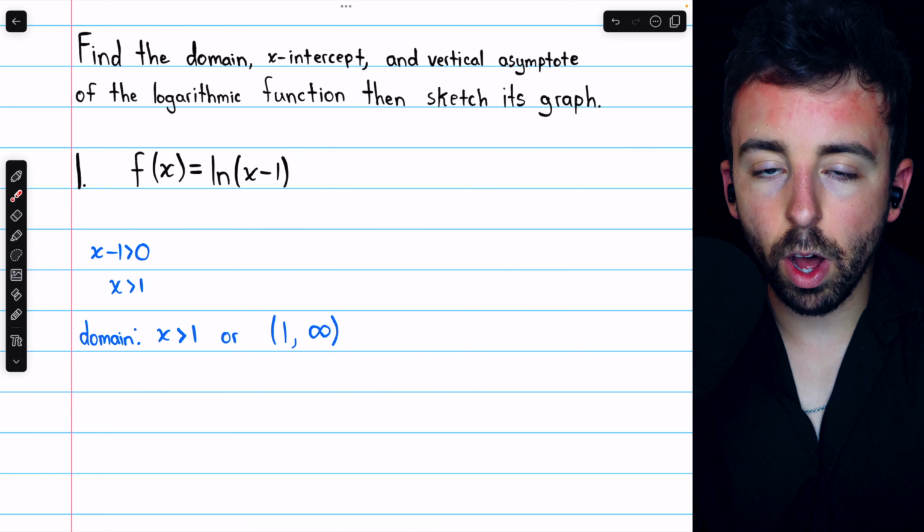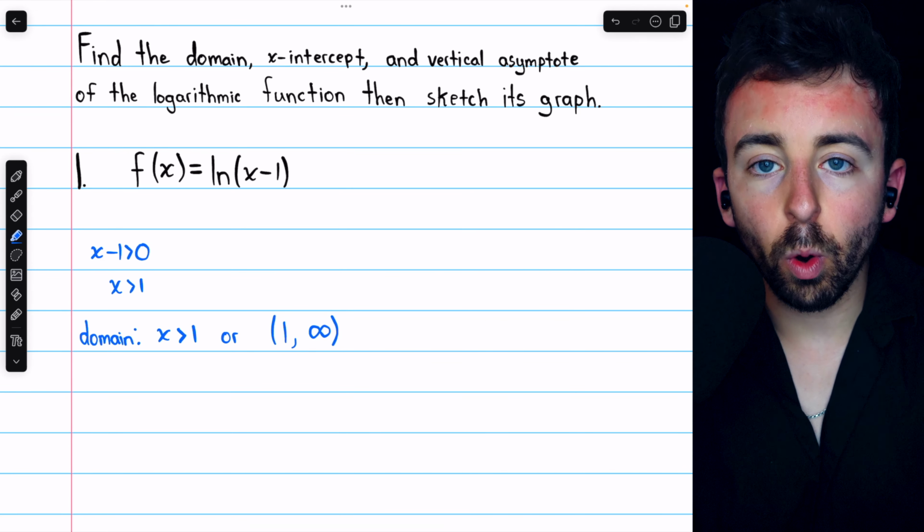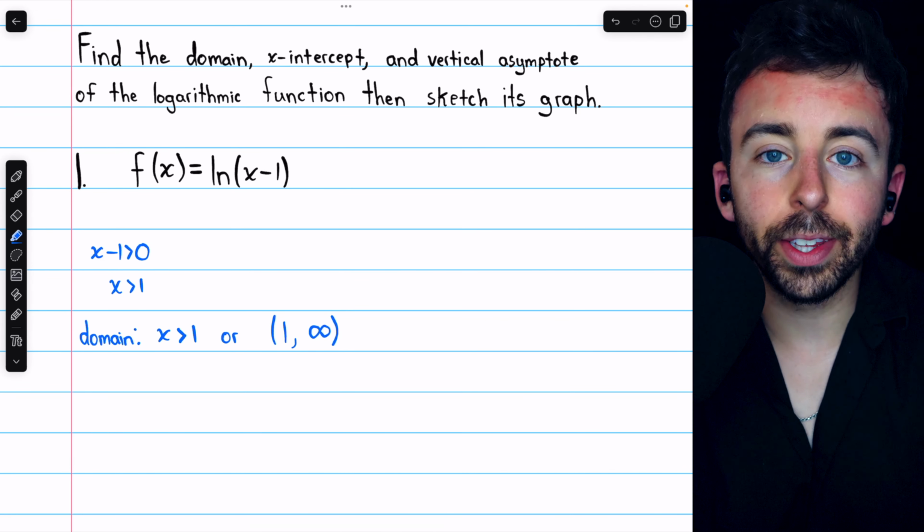Beginning with problem 1 and finding the domain, you must recall that the input, or what we call the argument of the natural log function, which in this case is x minus 1, must be positive. So to find the domain, just take that argument, x minus 1, and set it greater than 0. Then solve the inequality for x.